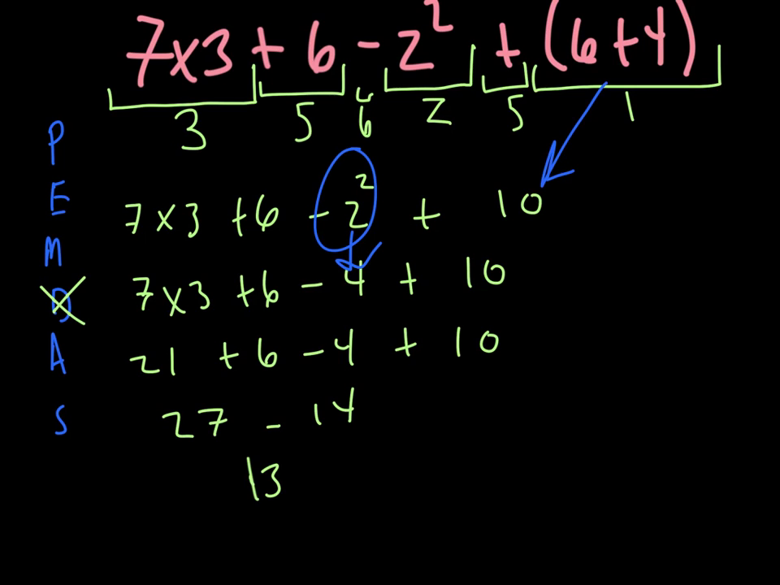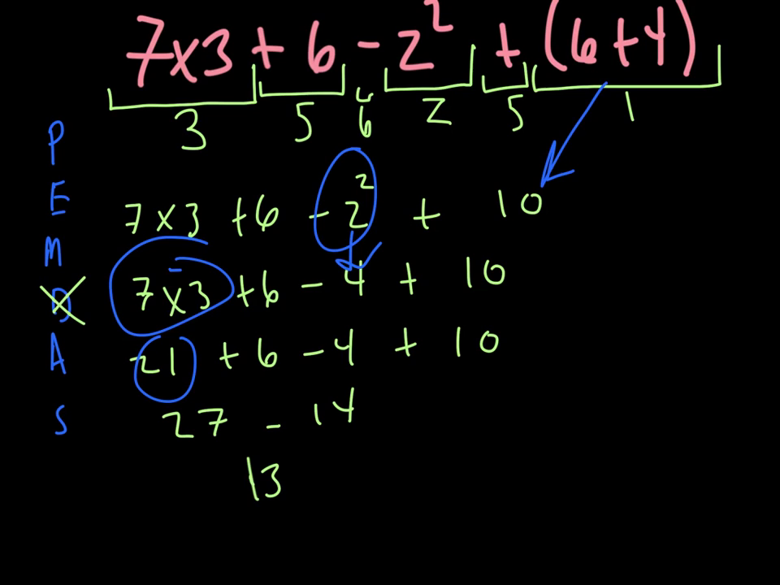The third step in the order of operations is to multiply. And do you have multiplication here? Yes, you do, right here. So now what you do is 7 times 3 plus 6 minus 4 plus 10. Since you have the multiplication right here, you perform that, and now it's 21. So 21 plus 6 minus 4 plus 10 is your new equation.